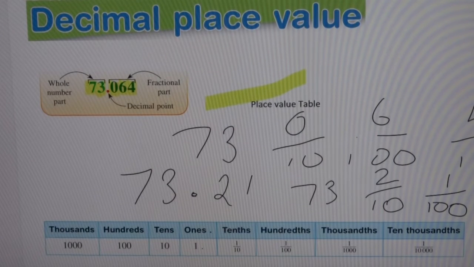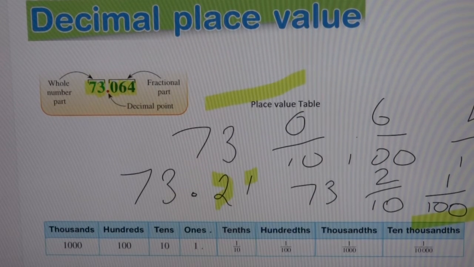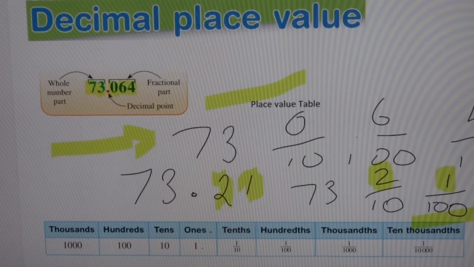So as you can see there, here we've got 2 tenths and we've got 1 hundredth. In our previous number, 73.064, we had no tenths. In this case, 73.21, we have 2 tenths. So this number is the bigger number.